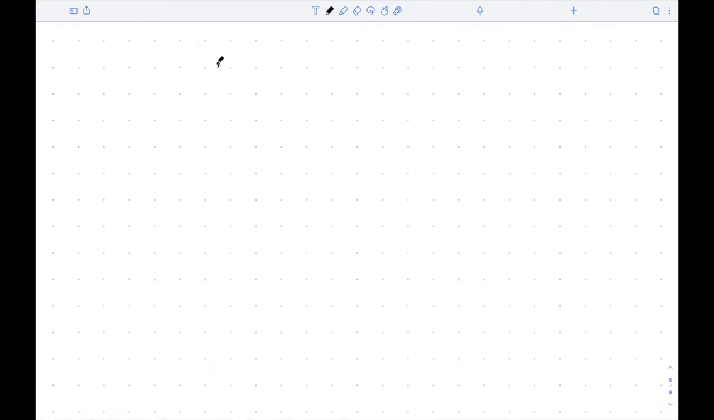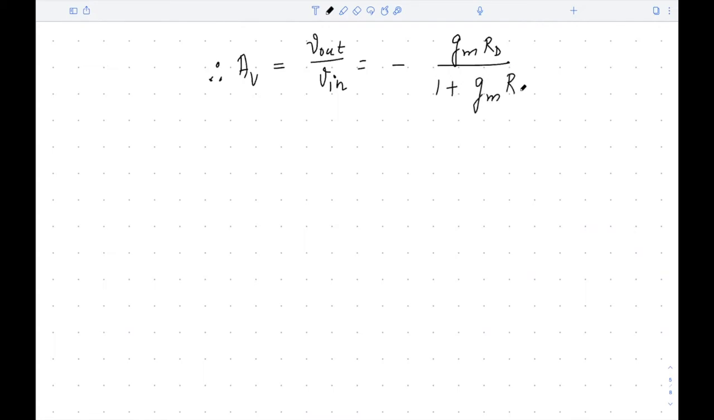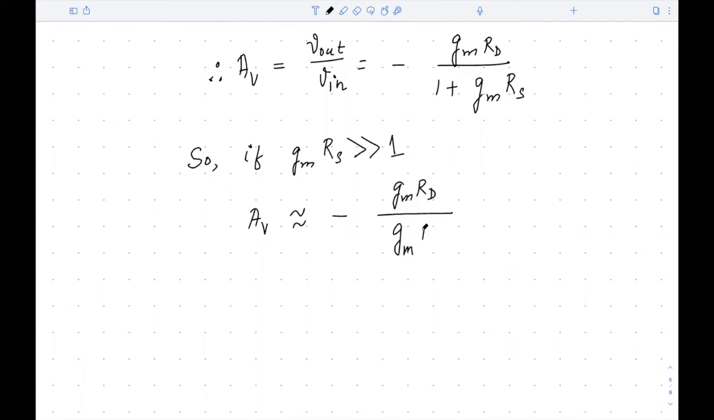So finally, the conclusion that I'll have is therefore AV, okay, so this is the gain of the amplifier with a resistance RS at the source. Now imagine this term is much, much larger than 1. So if this gm RS is much, much larger than 1, then my gain AV is given by, this is 1, so what I'll have is minus gm RD. So this is much, much greater than 1, so I can approximate it as this term itself only. So the gm terms get cancelled. So finally what I'll have is RD by RS.